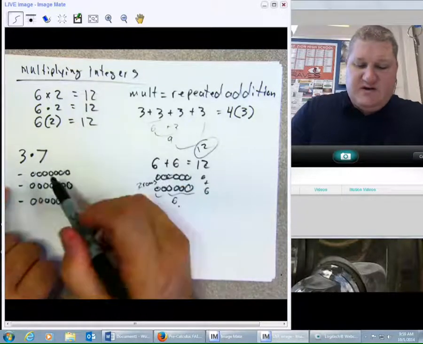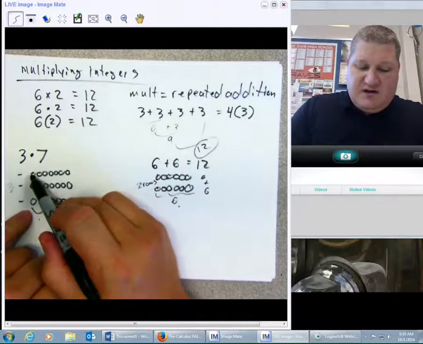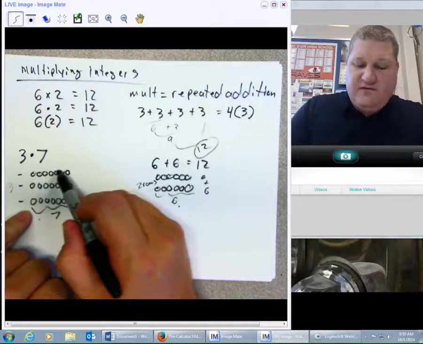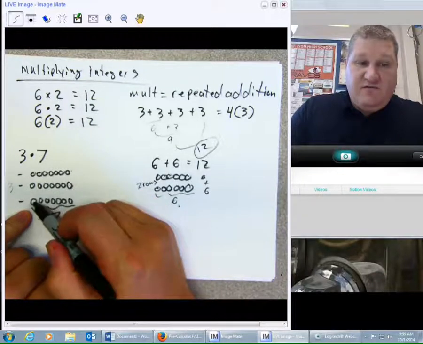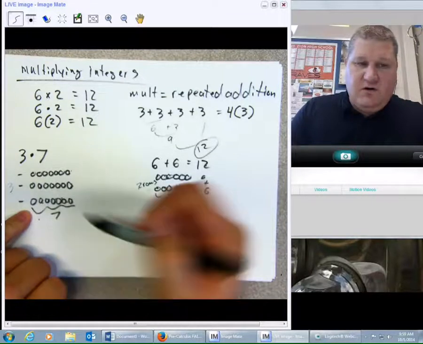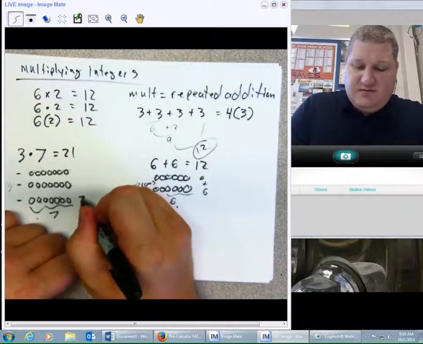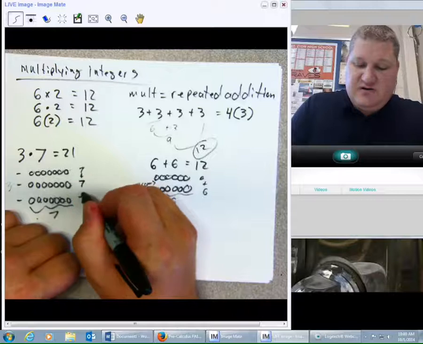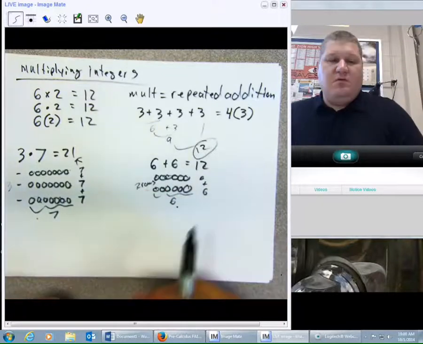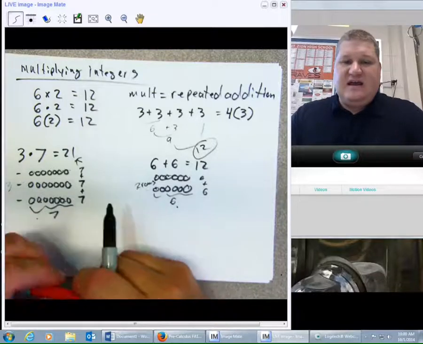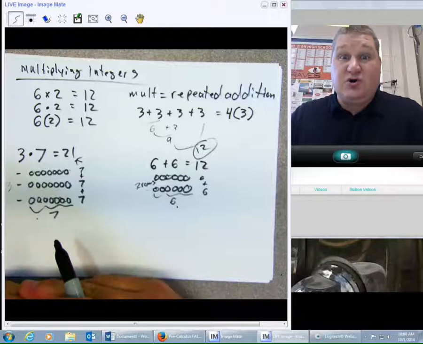So in this case, I have 3 rows, and there are 7 items, so I can count them up. 1, 2, 3, 4, 5, 6, 7, 8, 9, 10, 11, 12, 13, 14, 15, 16, 17, 18, 19, 20, 21. There you go. And that's going to be 21, which is the same thing as 7 plus 7 plus 7, which is 21. So, what we want to understand is that multiplication isn't something totally different than addition. It's just addition over and over and over and over and over.